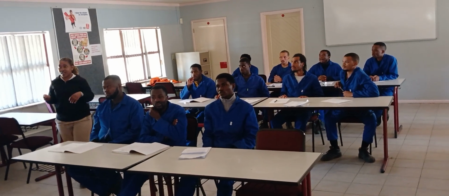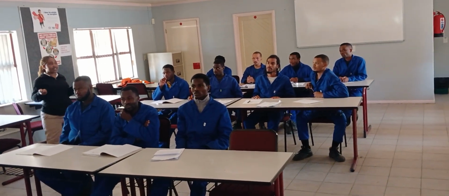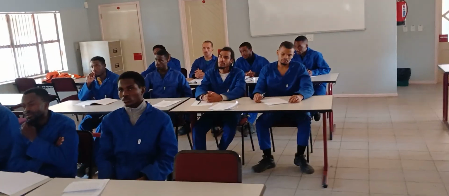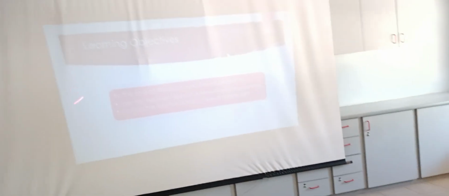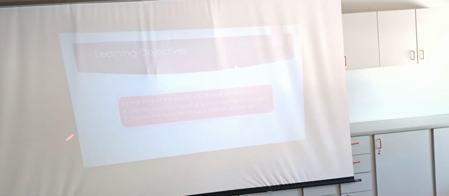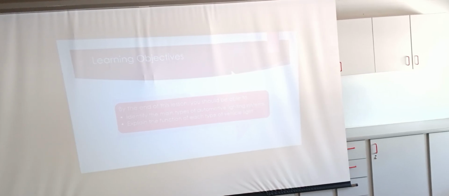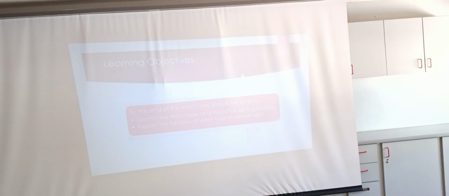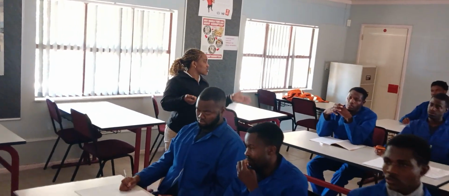You understand? Yes. Right. And this brings us to our lesson. In today's lesson, we are going to talk about automotive vehicle lights. At the end of the lesson, you must be able to identify the main types of automotive lighting systems. You must know this light is for this, this light is for that, and so on.